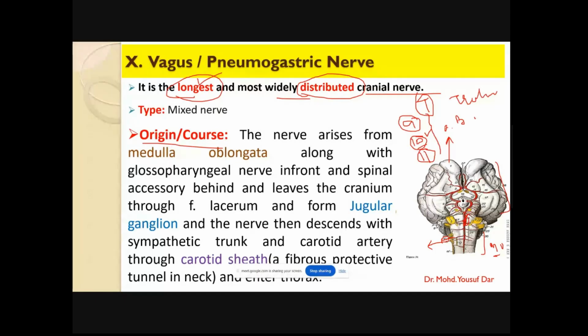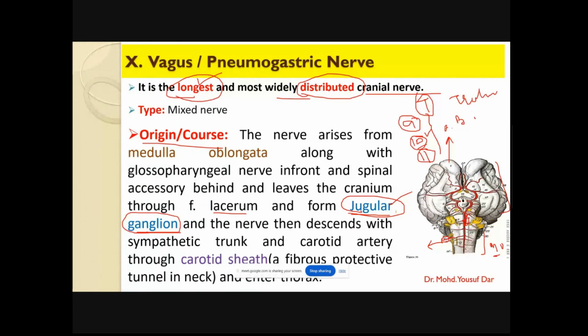So this vagus nerve arises from the medulla oblongata, and again it leaves through the foramen lacerum, and after leaving the foramen lacerum it forms a ganglion, जिसको हम बोलते हैं jugular ganglion. That is the jugular ganglion. Then this nerve, after leaving the cranium through foramen lacerum, there is formation of the jugular ganglion.